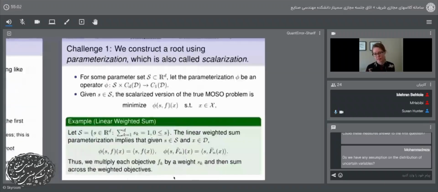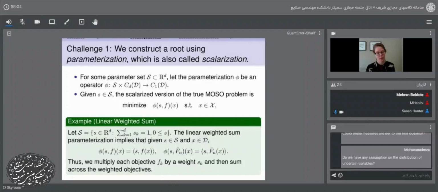So let's start with challenge one, this subtraction issue. How do we subtract sets? So the way that we're going to do this is using scalarization. We're calling it also parameterization, really the same thing if you're familiar with scalarization. So we're going to take this multi-objective problem and transform the objectives. We're going to let the parameterization be called phi. And so we have this problem where we have a scalarization parameter s. It's in some set, script s, of possible parameters.